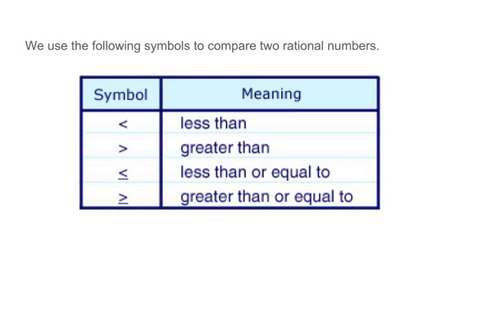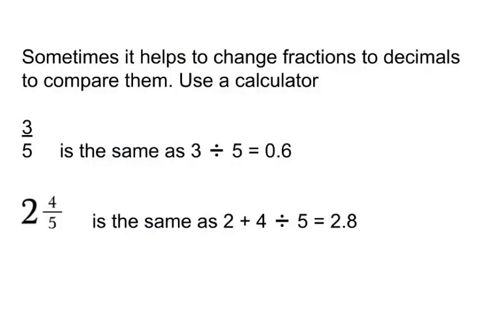We use the following symbols to compare two rational numbers: less than, greater than, less than or equal to, and greater than or equal to. Sometimes it helps to change fractions to decimals to compare them. We can use a calculator.